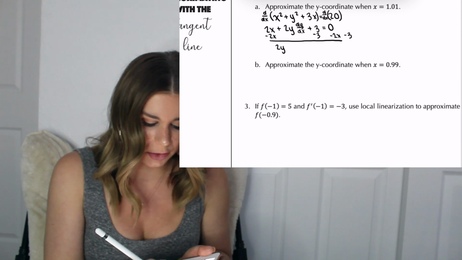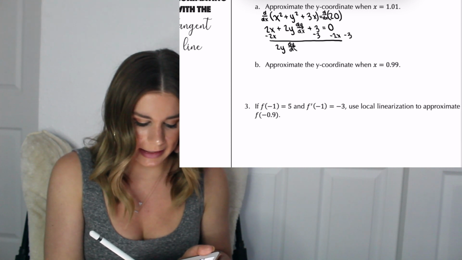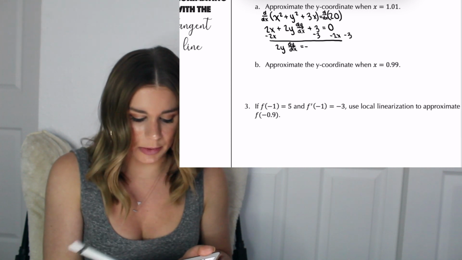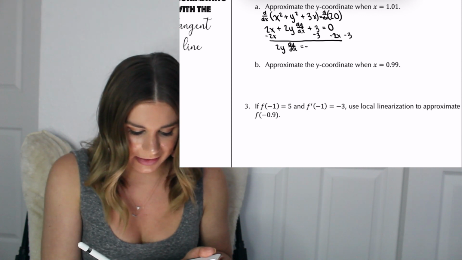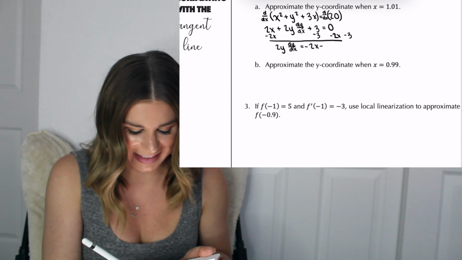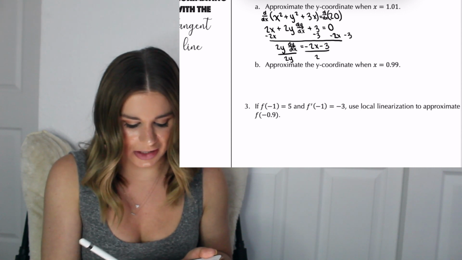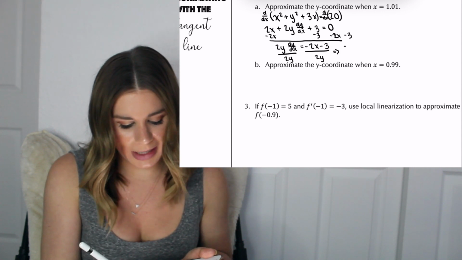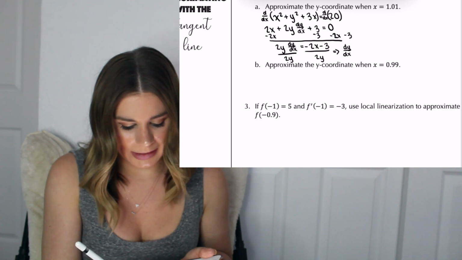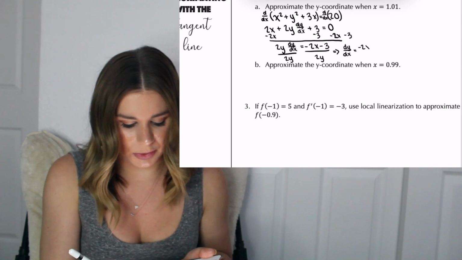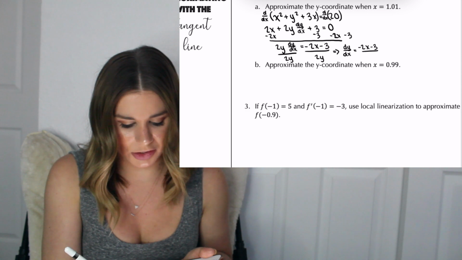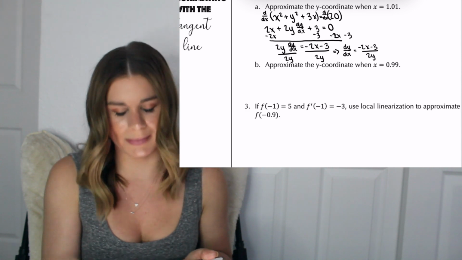So I end up with 2y times dy/dx is equal to negative 2x minus 3. And then we're going to divide both sides by 2y. We end up with dy/dx is equal to negative 2x minus 3 all over 2y.